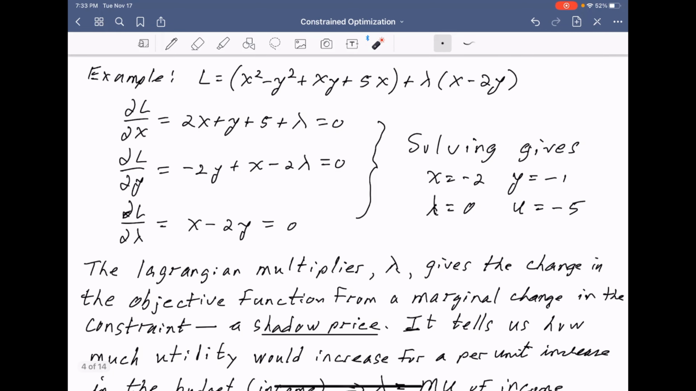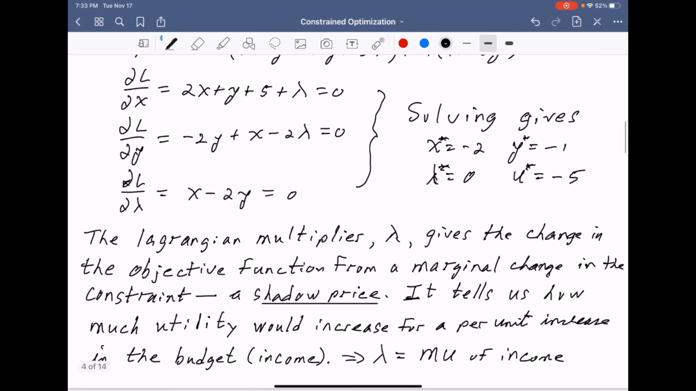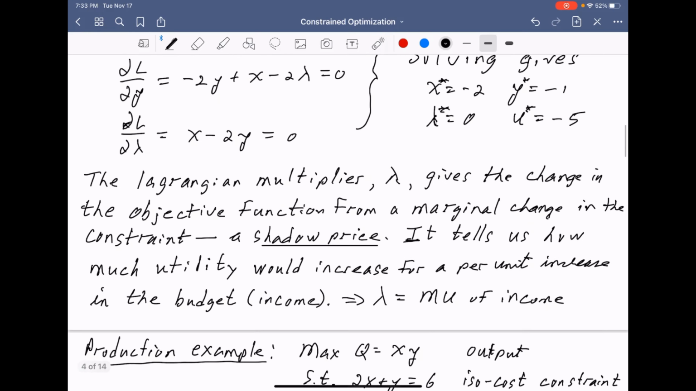So we can solve these three equations. And when we do that, we find that x is equal to minus 2. So that'd be x star. X star is minus 2. Y is equal to minus 1. Lambda star is 0. And the objective function is minus 5.